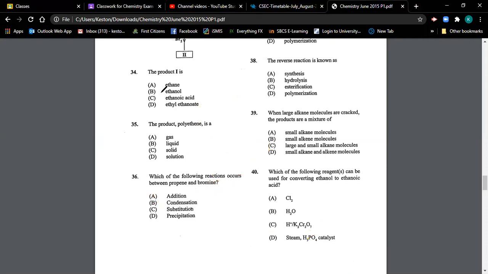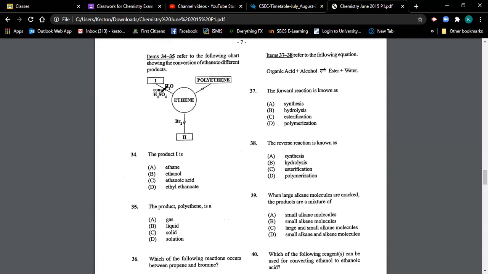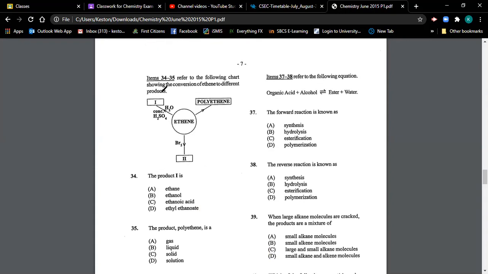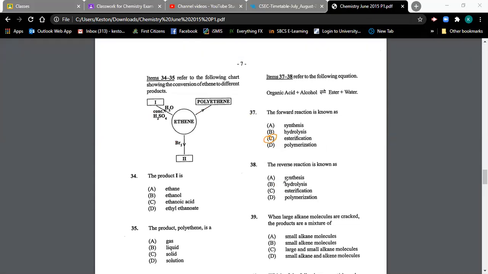37. Forward reaction. What is it known as? We've seen this already. Acid and alcohol to produce the ester. I'll give you a hint. It starts with E. Yep, that's right. Esterification. And backward? Starts with H. Yep, that's right. Hydrolysis.